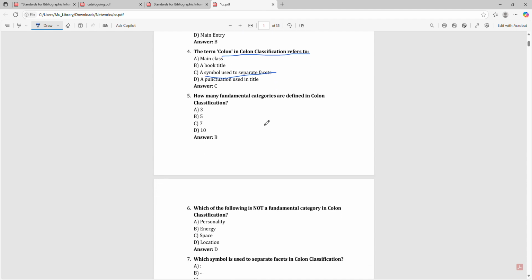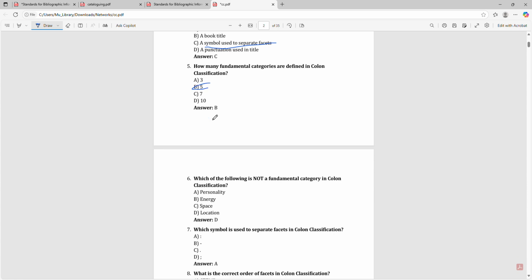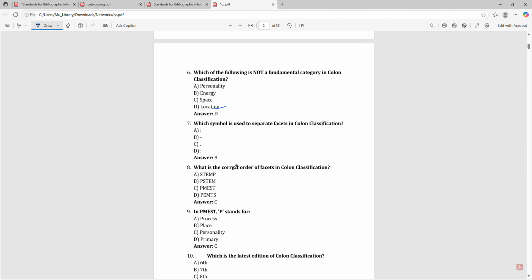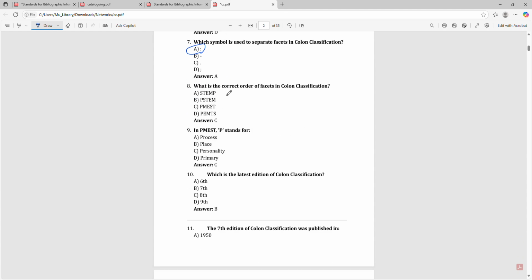How many fundamental categories are defined in the CC? That is 5 fundamental categories. Which of the following is not a fundamental category in CC? That is location. Which symbol is used to separate facets in CC? That is colon.